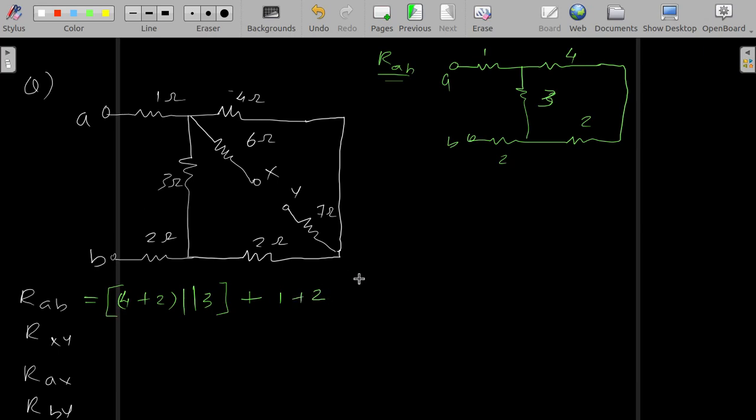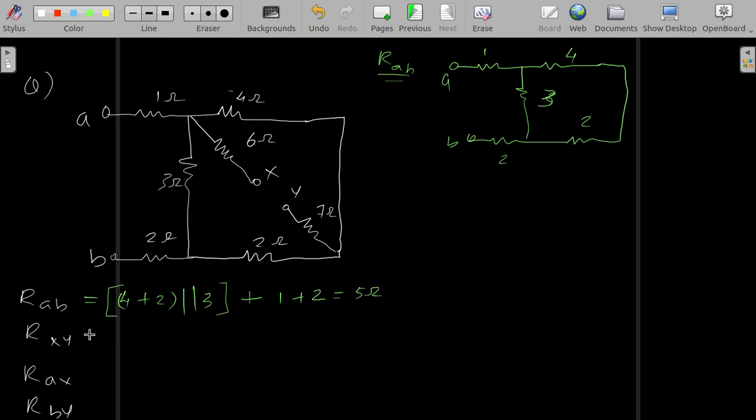Okay. So 4 plus 2 is 6. 6 parallel 3 is 2. You can do the math. 4 plus 2 is 6. 6 parallel 3 is 2. Plus 1 is 3. Plus 2 is 5.